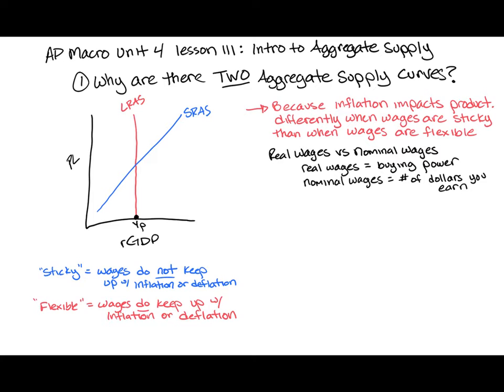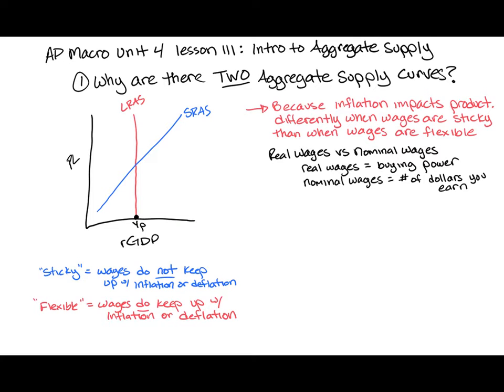So the first big question that I like to lead off with to kind of guide the students' understanding is to go over why that is. So big question number one is, why are there two aggregate supply curves? The short version of this story is that there's two aggregate supply curves because depending on what's happening to wages in the economy, changes in the aggregate price level, aka inflation and deflation, will impact overall productivity in different ways.